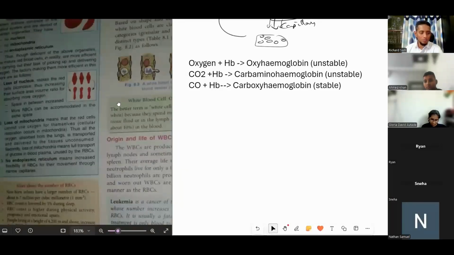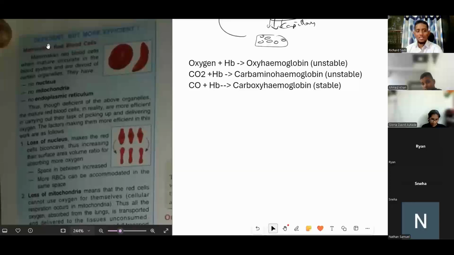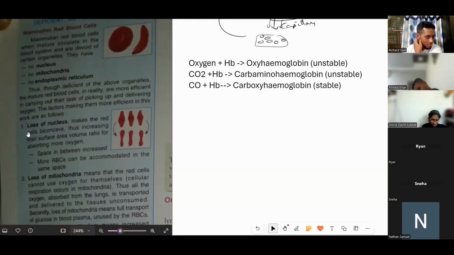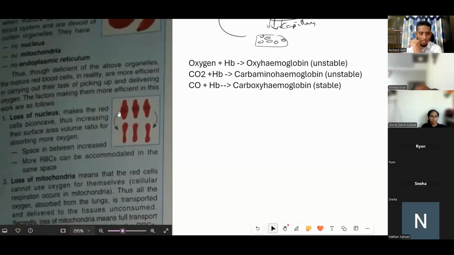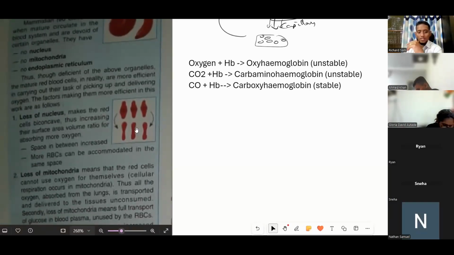Now this point is important here. RBCs are deficient, but it is more efficient. It's deficient in three things: no nucleus, no endoplasmic reticulum, no mitochondria. But because it doesn't have these three things, it is more efficient, better. How is it more efficient? Since it does not have a nucleus, this is how the RBCs would have looked if it had a nucleus. It would be a little bigger. But because it doesn't have a nucleus, there is more space in between the RBCs. And because of more space, more RBCs can be accommodated. So that's the advantage of having no nucleus.